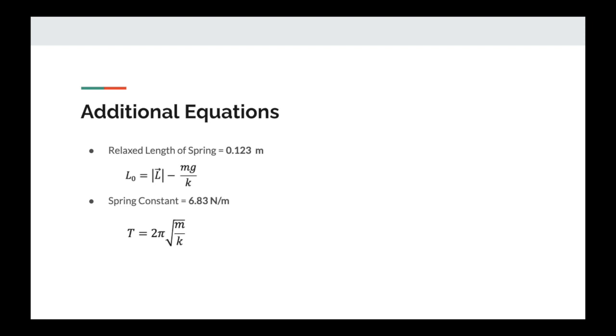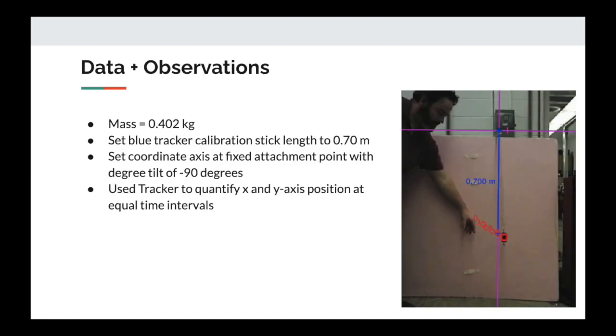The constants for this experiment are 0.123 meters for the relaxed length of the spring and 6.83 Newton per meters as the spring constant. These values are given in the instructional video. Our data and observations begin with a given mass of 0.402 kilograms.